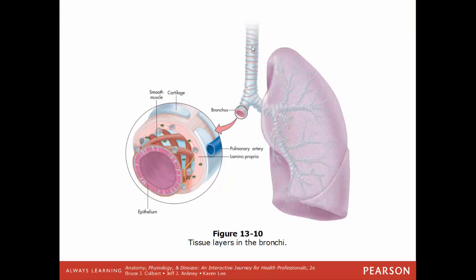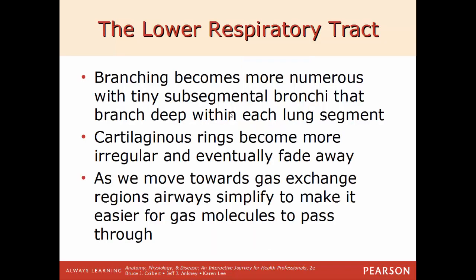So here you have the trachea up here, then where it would split into the left lung and the right lung. So left bronchus, right bronchus. And you're zooming in closely on this segment here. The branching becomes more numerous with tiny subsegmental bronchi that branch deep into each lung segment. And these cartilaginous rings become more irregular and eventually will fade away. As we move toward the actual gas exchange regions, the airways will simplify to make it easier for the gases to pass in and out of the alveoli.